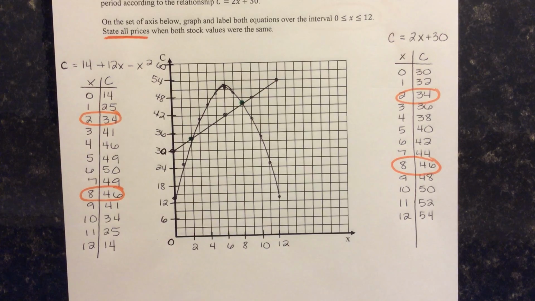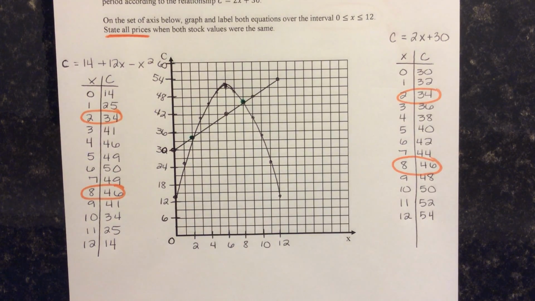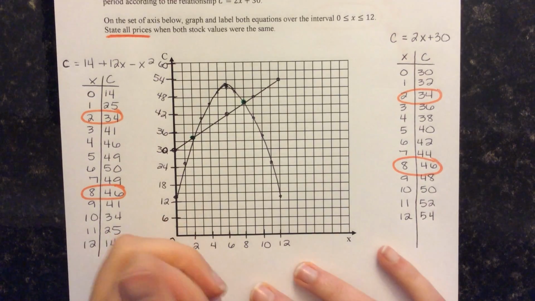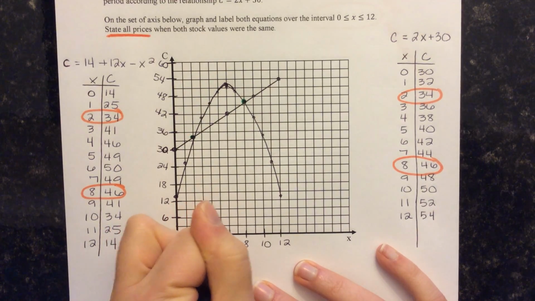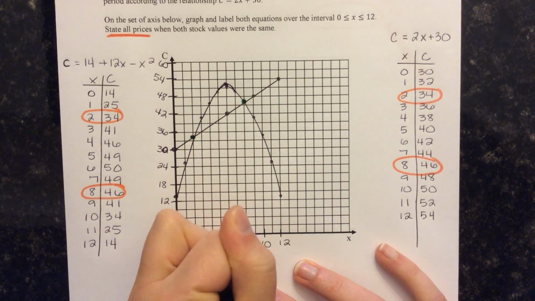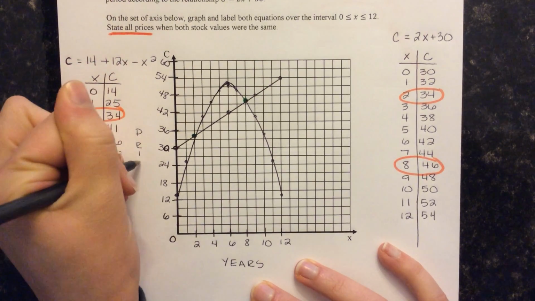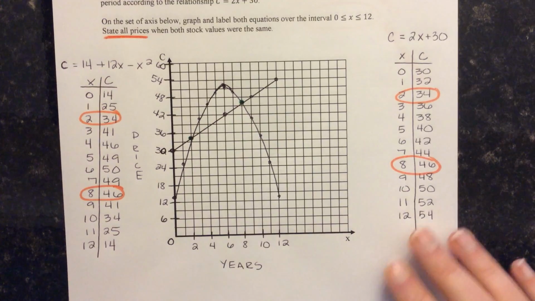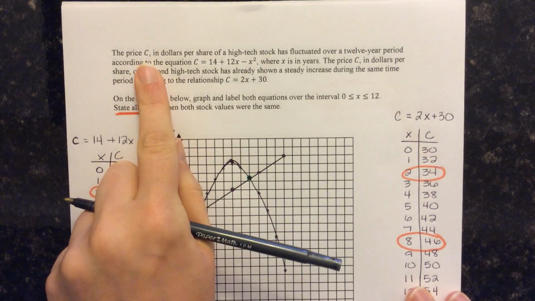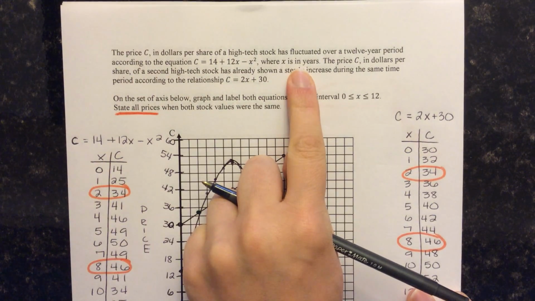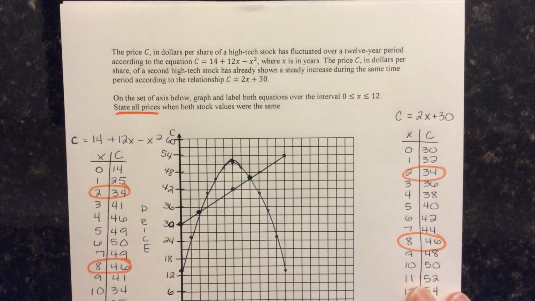You might be panicked here, and trust me, I looked it up. You will still get full credit. Some people think that they need to let everyone know that this is years and that this would be the price. Because C, they said, stands for price, in X's years, but you don't have to. You would still get full credit.